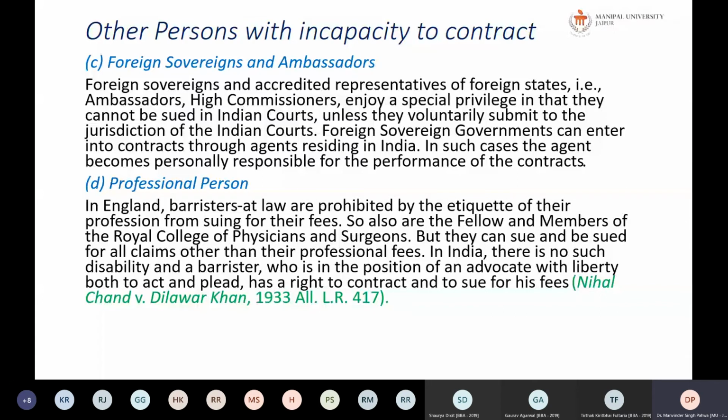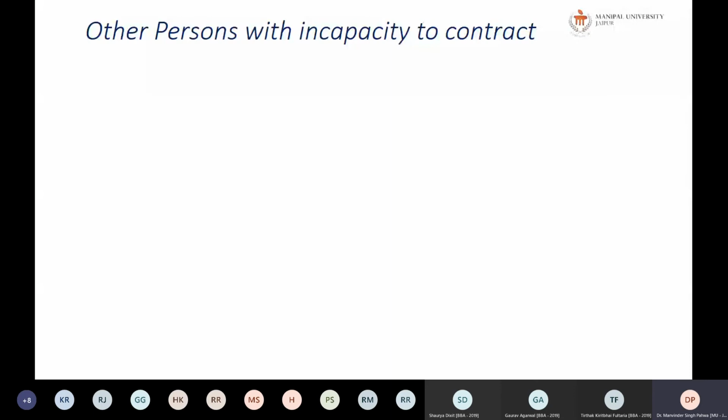So also are the fellows and the members of the Royal College of Physicians and Surgeons. Doctors cannot file a suit for their fees, but they can sue and be sued for claims other than their professional fees. In India, there is no such disability, and a barrister who is in the position of an advocate with liberty both to act and plead has a right to contract and sue for his fees. So particularly this thing is not applicable in India, but it is applicable in England. So there is a lot of difference between the English and Indian law, and while we are going through this, we are able to understand the difference. And the Indian law seems to be more reasonable than the foreign law itself.